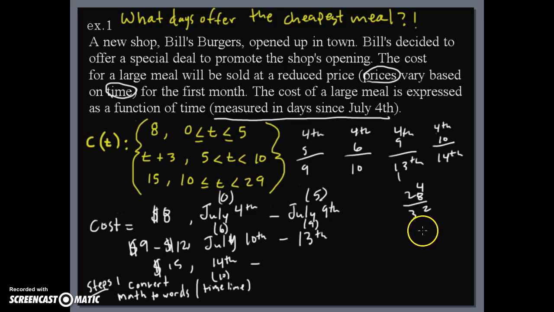So 32 obviously isn't a day in July because July has 31 days. So we minus the 31 days of July, we've got 1 day left over. Well, the next day after the 31st would be August 1st. So this is actually taking us into August 1st. So between the 14th of July and the 1st, we're going to pay $15 for this large meal. So if the question's asking us what days offer the cheapest meal, we know that the days between the 4th and the 9th offer us the cheapest meal.